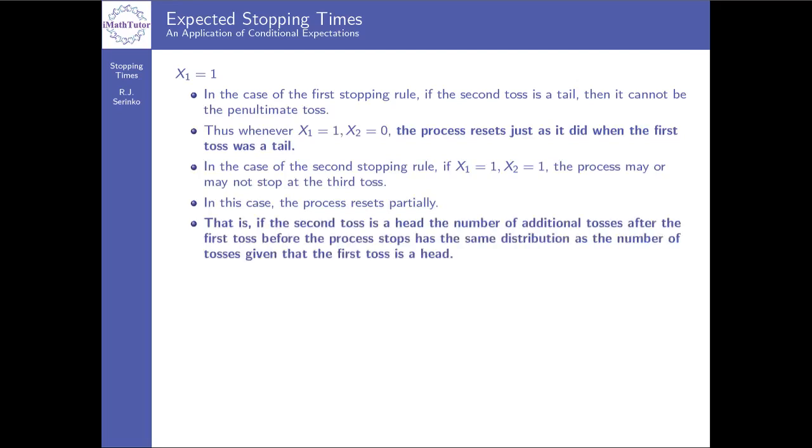That is, if the second toss is a head, the number of additional tosses after the first toss, before the process stops, has the same distribution as the number of tosses given that the first toss is a head. Therefore, the expected value of t given x2 equals 0 and x1 equals 1 is 2 plus the expected value of t, while the expected value of S, given that x2 equals 1 and x1 equals 1, is 1 plus the expected value of S, given x1 equals 1.